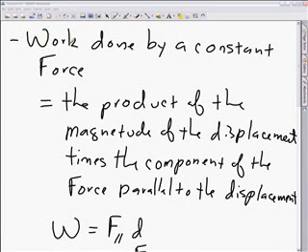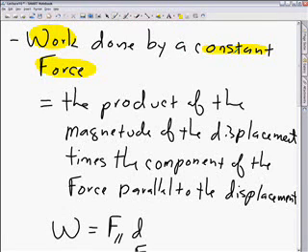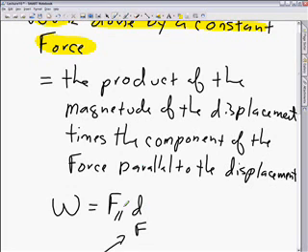So now we'll talk about work, and specifically the work done by a constant force. We'll talk about varying forces a little bit later. The work done by a constant force is equal to the product of the magnitude of the displacement times the component of the force parallel to the displacement. That's in words.